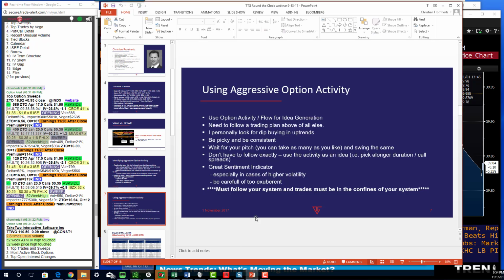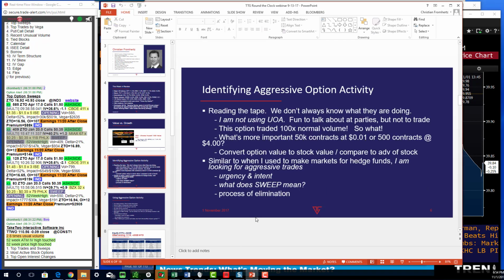Okay, so let me go back here. That's a good example. That's what a sweep is, and that's basically what I concentrate on in the room. We do look at other big block trades that will show up, but the most important ones are the most aggressive. So going back up here, like I said, I was going to jump around a little bit.